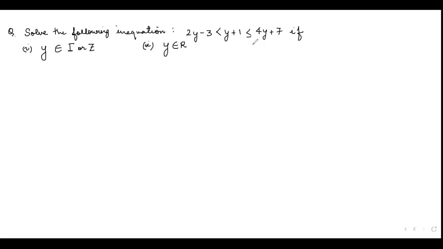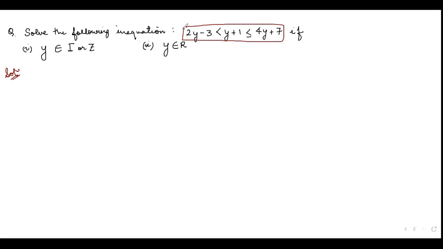This question has two parts. Now, this is little different from the previous questions. If you look at this inequation, we have two inequations combined together. You see, here we have one inequality sign, here we have another inequality sign. Don't worry, this is very easy to solve. We will split this entire inequation into two parts and we will solve it.